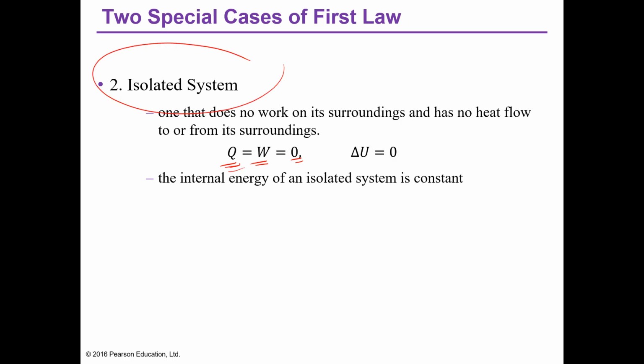So work is 0, heat is 0, therefore delta U is also equal to 0. The internal energy of an isolated system is constant because there is no change in U. So that's the isolated system. So we have two special cases of the first law, the cyclic process and the isolated system.